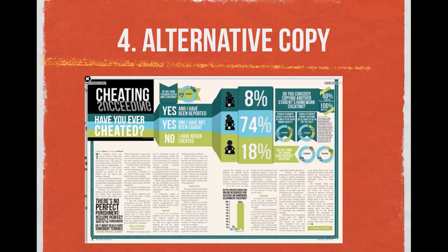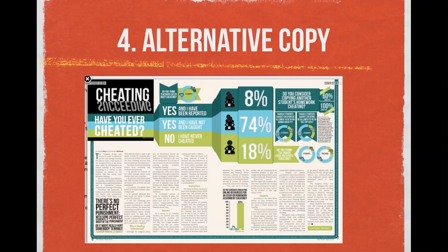The last basic design principle we're going to talk about today is alternative copy. Alternative copy or alternative story forms is a different way to tell a story. A way to tell a story that is not necessarily by just using text. In other words, it's not just an article.